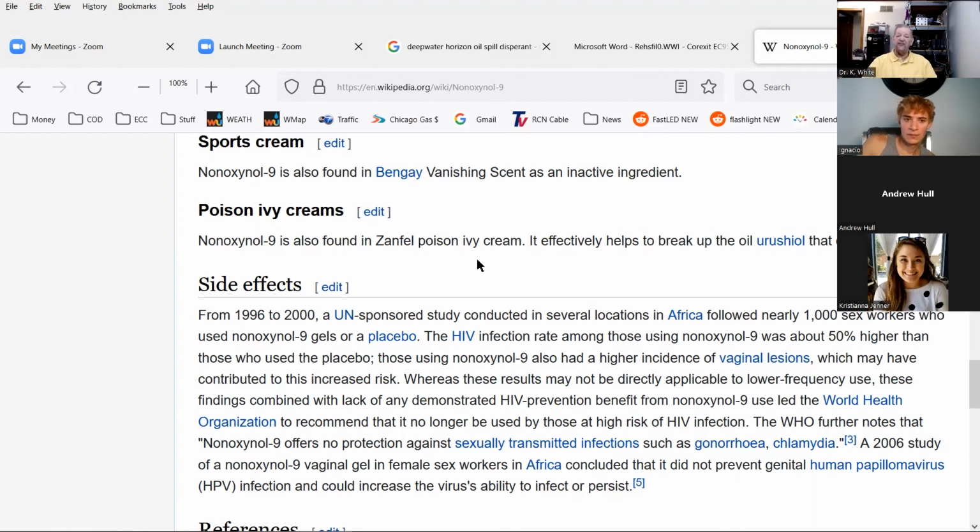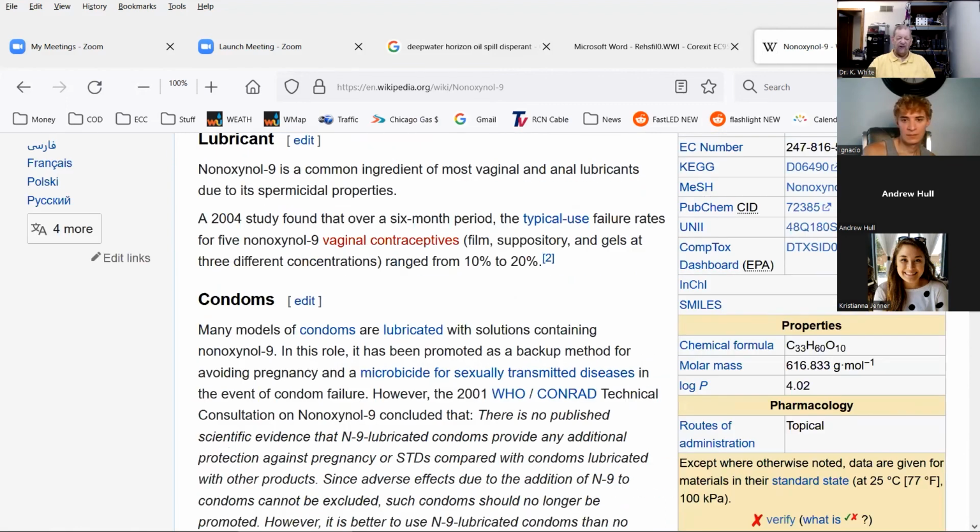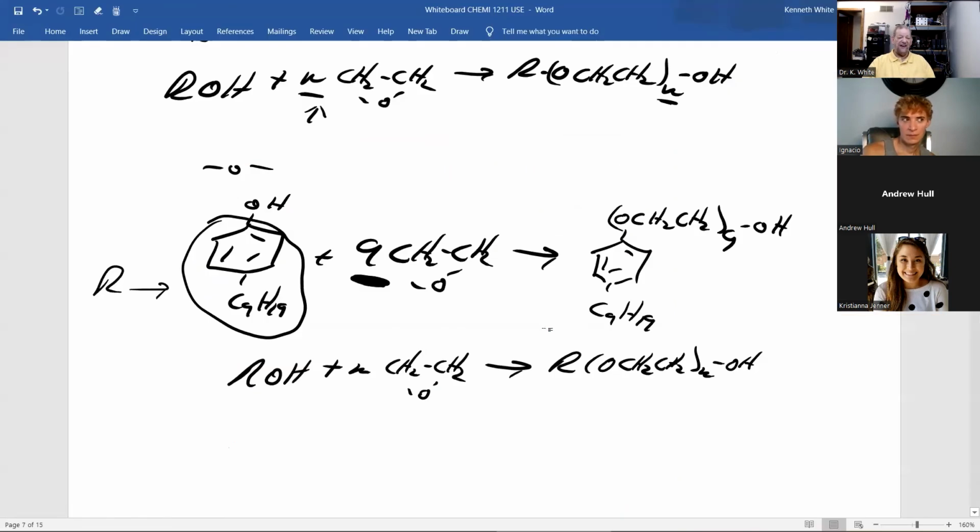So there are different uses, but how do you make that? You take nonylphenol and react it with 9 moles of ethylene oxide. So why are you learning this stuff? Because it's stuff to make things people buy and help people in their daily life. And this, like I said, for poison ivy cream or for spermicide in condoms.